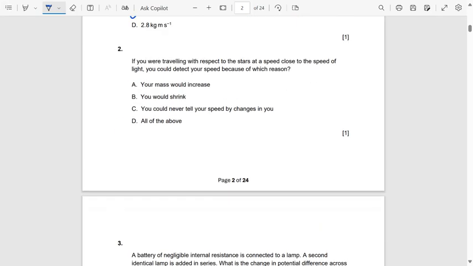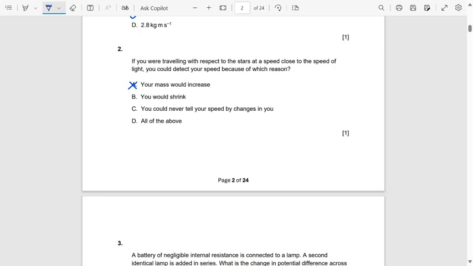Question 2 is about relativity. So if you're travelling with respect to the stars at a speed close to the speed of light, you could detect your speed because of which reason? A, B, C, D. Well, A is true, but only from the perspective of an external observer, so you would not be able to detect it.